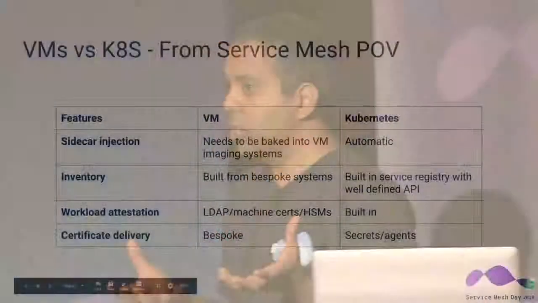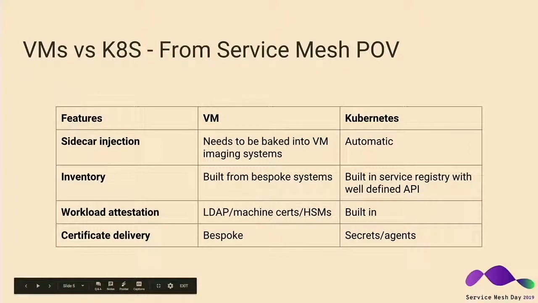And for workload attestation, the tools at your disposal today are LDAPs or machine certs or HSMs that are attached to these VMs and so on. On Kubernetes, it actually comes built in for the pods. And certificate delivery, once again, is through secrets and other agents on Kubernetes, but this is something you would have to work out for VMs. So let's say you have these things sorted out.